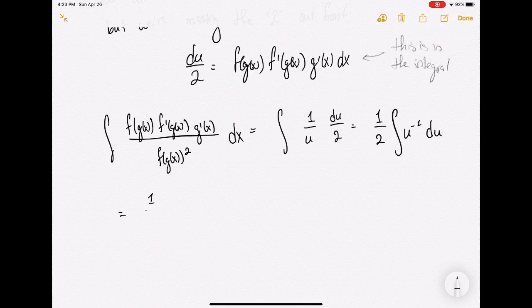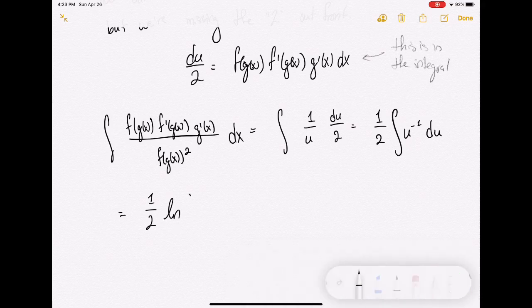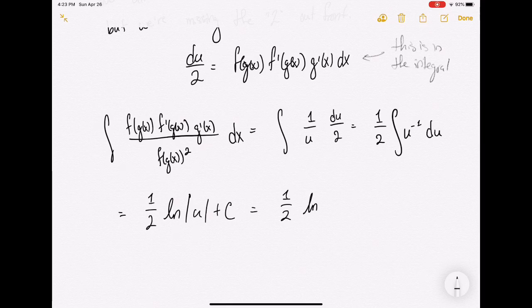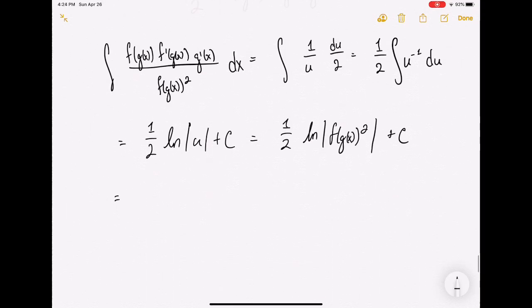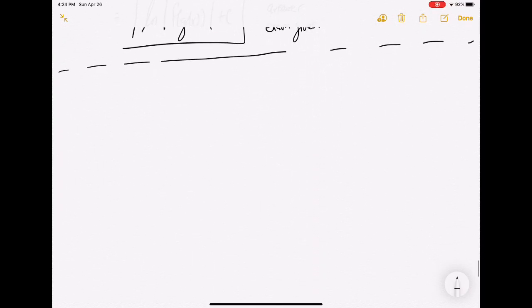This is 1/2 natural log of u plus c, which equals 1/2 natural log f of g of x squared plus c, which gives us natural log f of g of x plus c. And this is the answer the exam gives. You say, Evan, could we have simplified this?